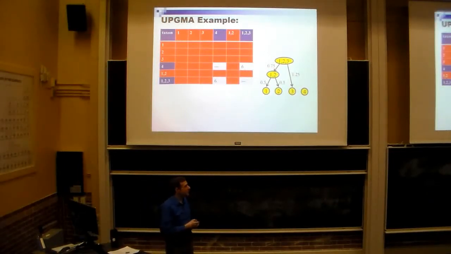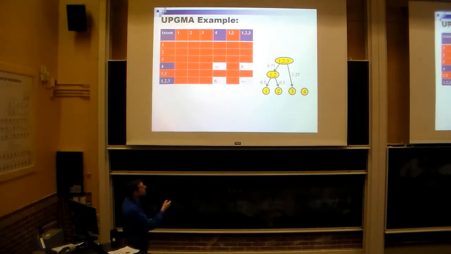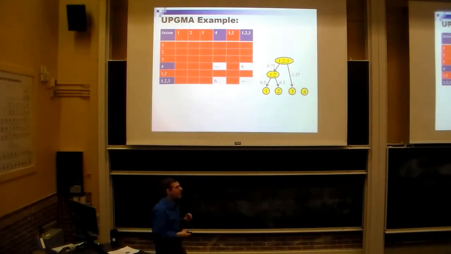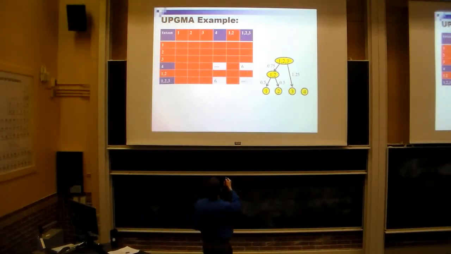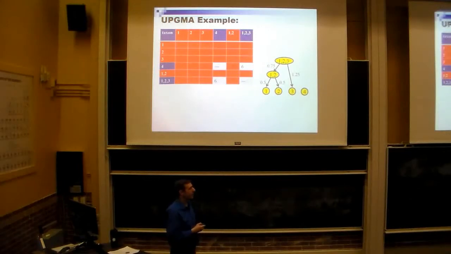So we're not exactly getting the distances we wanted between 1 and 3 and 2 and 3. This should have been 2, this should have been 3. Instead, they both get averaged to 2.5. So we're not getting a tree that will exactly match our original distance matrix, but we're getting as close as we can subject to the molecular clock hypothesis.